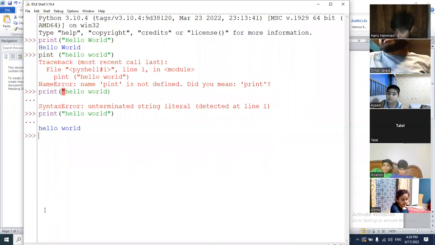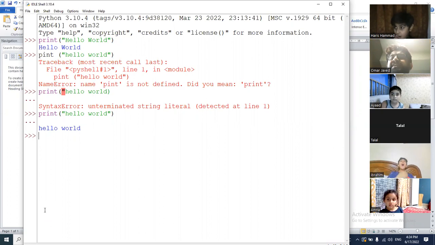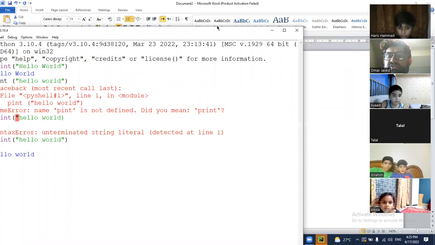Syntax error is very easy to identify. It's really easy for the computer to know that you have made a syntax error, because your program does not run if you have a syntax error. The program will not be compiled. It would not be able to run if you have a syntax error. That is basically what syntax error is all about.